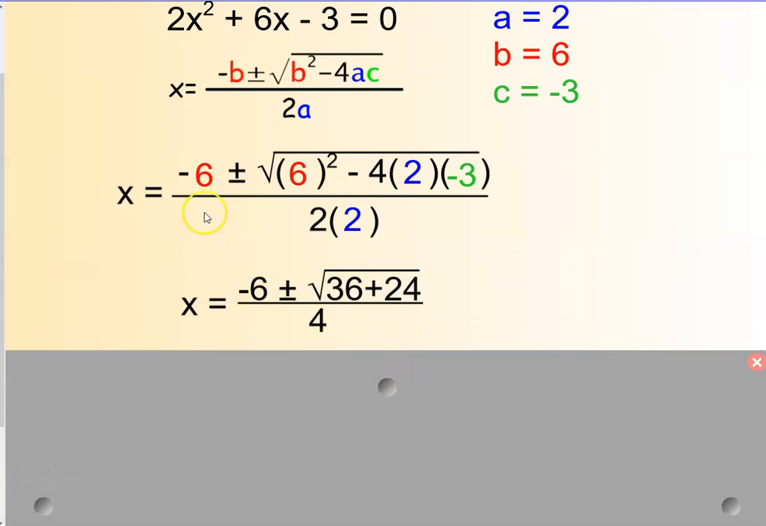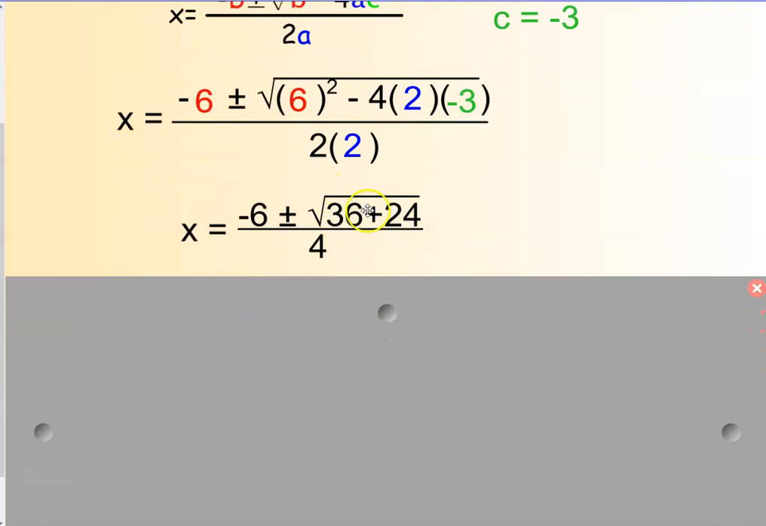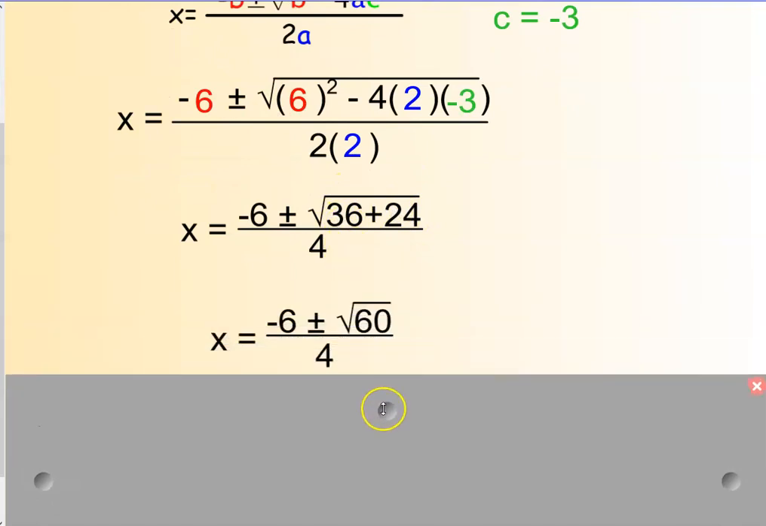Okay, hopefully you clean this up to -6 plus or minus the square root of 6 squared is 36. -4 times 2 times -3 is positive 24 all over 4. And when you add 36 and 24, you get 60. Now 60 is not a perfect square. So we can still go a little further with this. 60 can be broken down. Now if you can't break it down any further, you just leave it exactly as it is here.